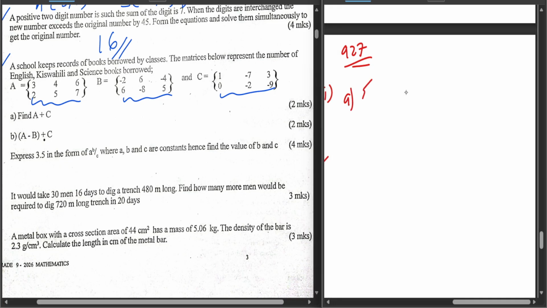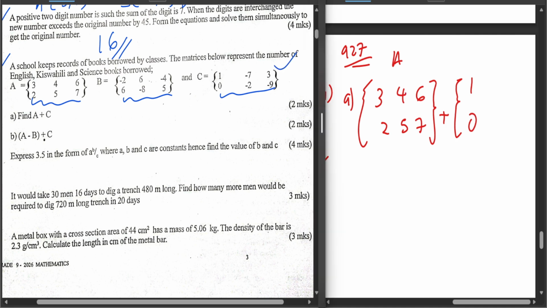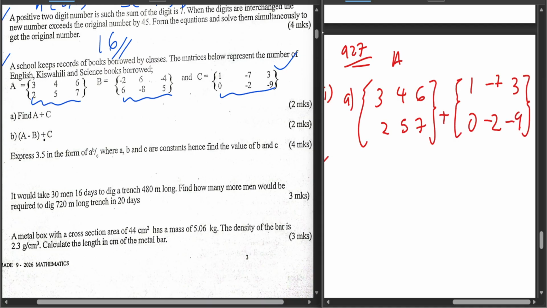Now the matrix for A is 3, 4, 6, 2, 5, 7. That's the matrix for A, which is supposed to be added to the matrix for C. And the matrix for C is 1, 0, -7, -2, 3, and -9. Now you're just supposed to add.